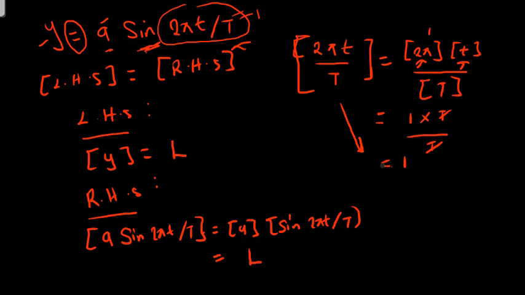So this simply means that the dimension of its argument is equal to 1. This simply means that this trig ratio, which is the sine 2 pi t over T, is dimensionless. And when a quantity is dimensionless, it simply means that the dimensions of the entire quantity, sine 2 pi t over T, will also just be equal to 1 because it is dimensionless. Therefore, in this case, the dimensions here will just be L times 1. So the dimensions of the whole of that will just be equal to L.